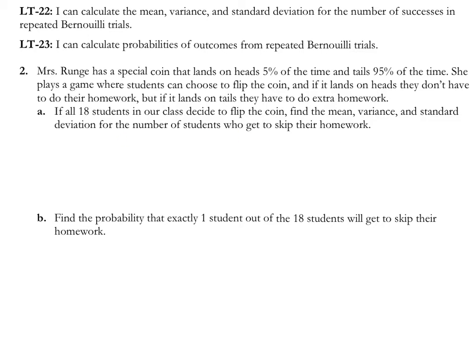So let's think about what our n value and what our p value is in this situation. So remember, n is the number of trials we do. In this case, each trial is a student making the choice to play this game and flip the coin, and we see what do they get? Do they get heads or tails? So in this case, there are going to be 18 trials because we're saying all 18 students do this. So that is our n value.